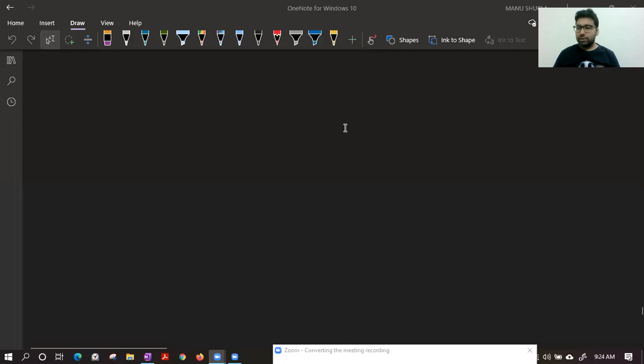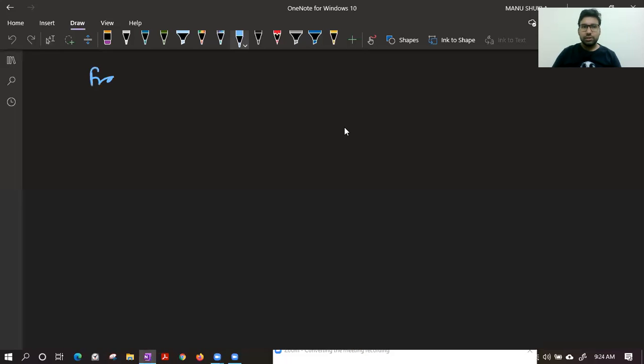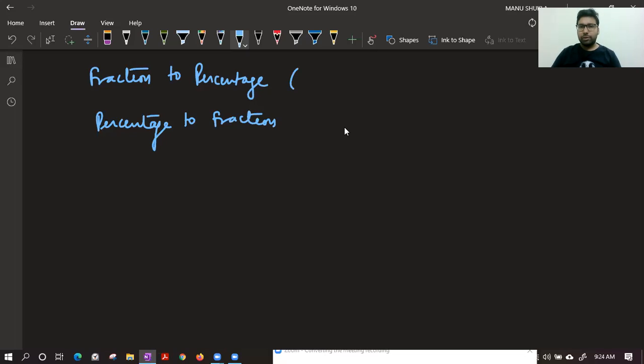In the last class, we discussed the concept of fraction to percentage. Then we saw the concept of percentage to fraction. In this case, we multiply the fraction by 100 and put a percentage sign. In this case, we already have a percentage sign, so we divide by 100 to find the value. These were the two concepts that we learned in the starting.